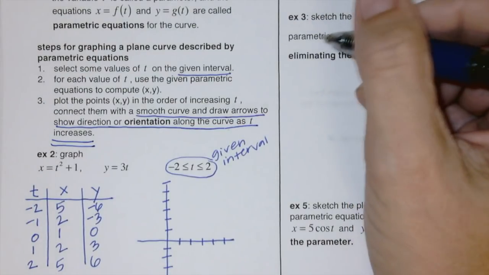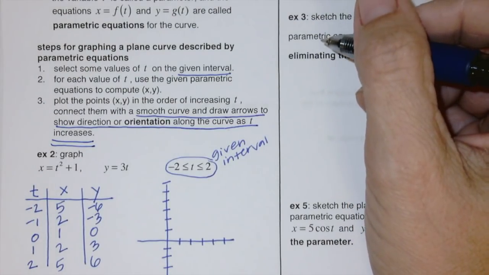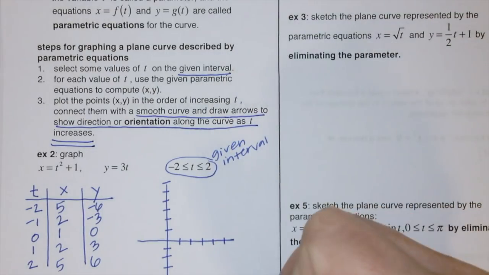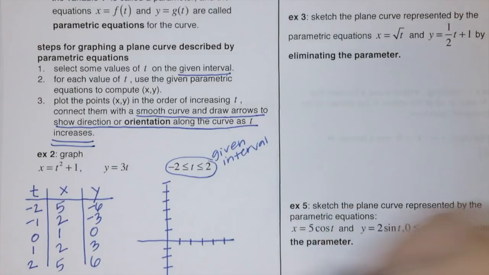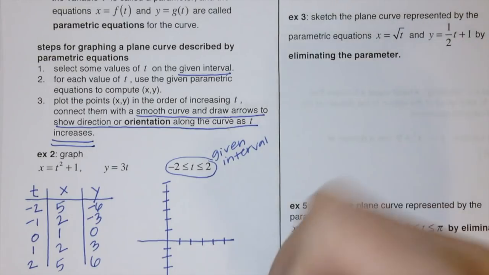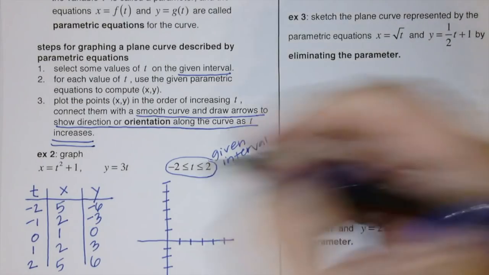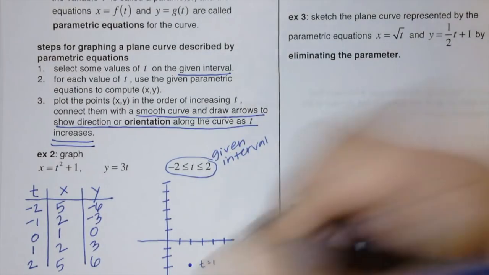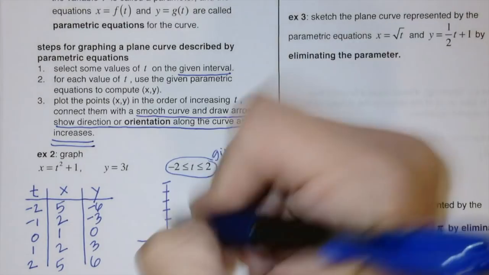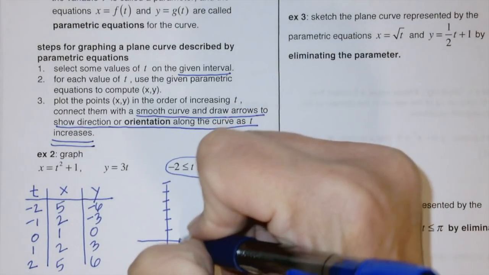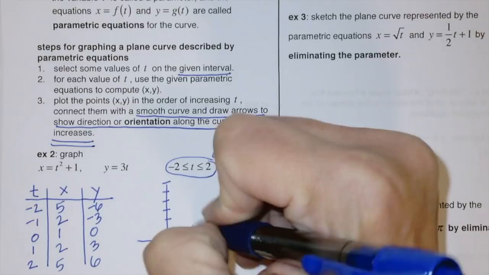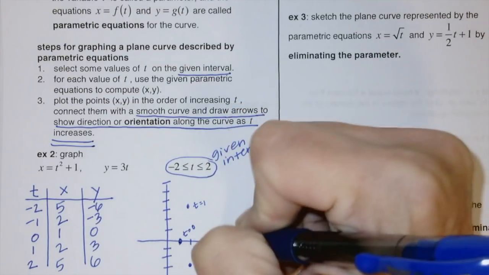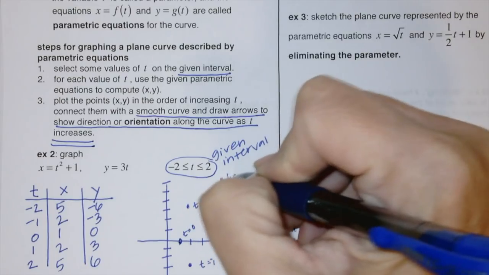So what I do to make sure I draw my arrows in the right direction, I'll show you right now. So (5, -6), I'm just going to write t equals -2 right there. Don't have to do it, it's not required, but you'll see why in a second. (2, -3), t equals -1. (1, 0), t equals 0. (2, 3), t equals 1, and (5, 6), t equals 2.